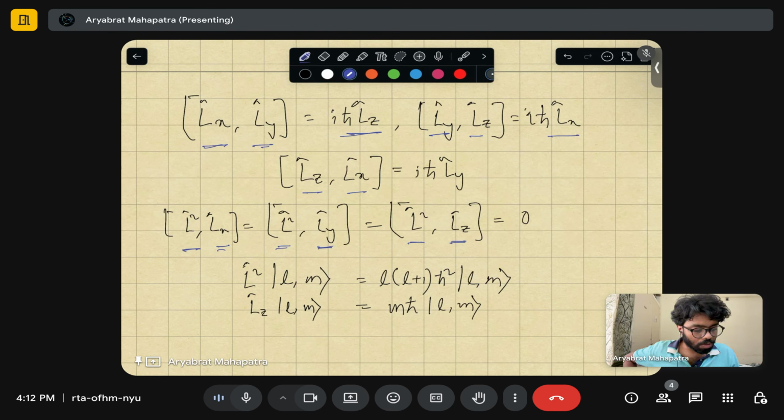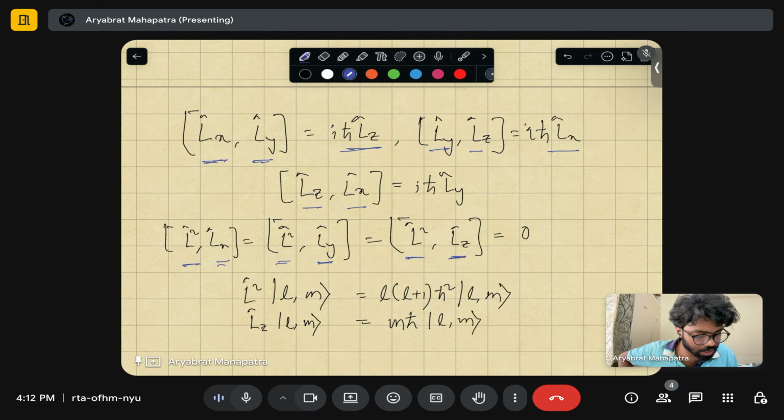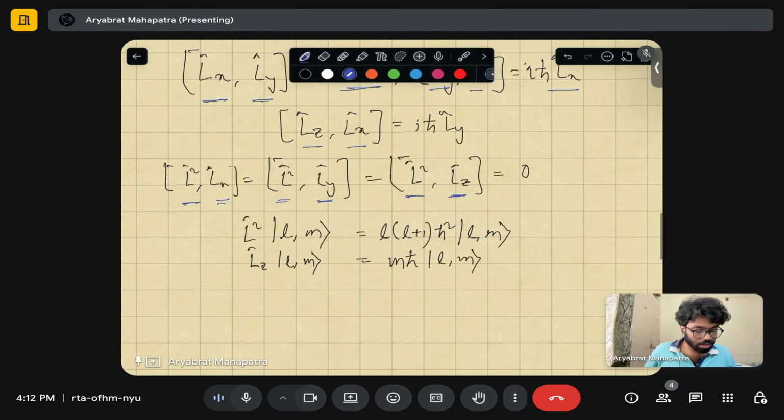Because if this commutation goes to zero, it means that the eigenstates of L square and Lz are the same. Basically they share a common eigenstate, because of which you can measure both observables at the same time. But it is not so when you try to measure simultaneously Lx and Ly, or Lz and Lx, or Ly and Lz.